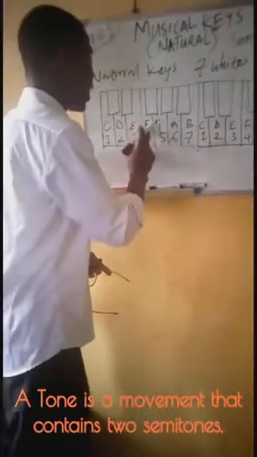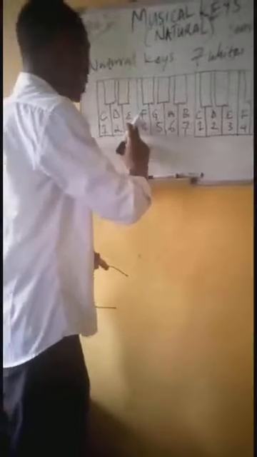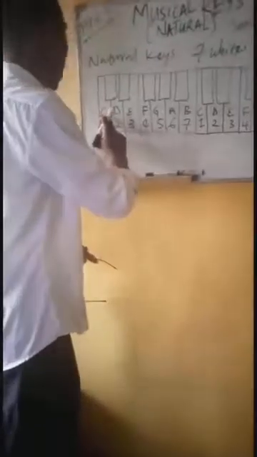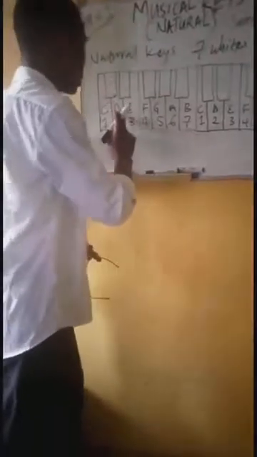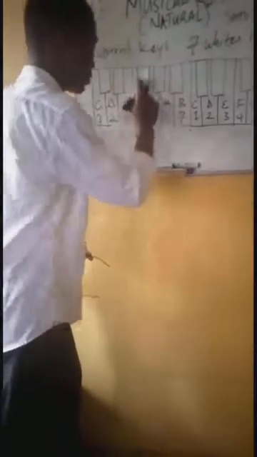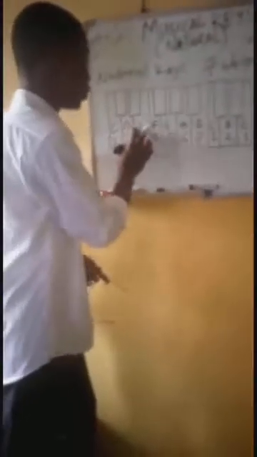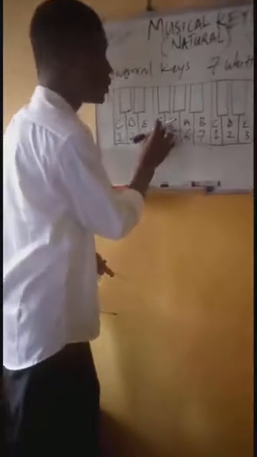From E to F, there is no black key between. So from E to F, you just have a semitone. From C to D, semitone, semitone, tone. D to E, semitone, semitone, tone. E to F, just a semitone.